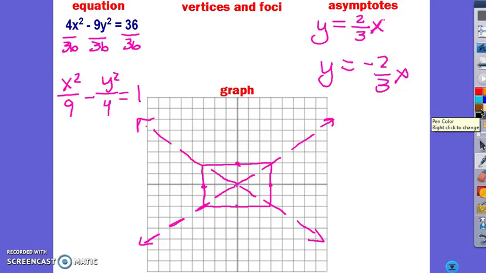Now we're ready for the real deal. We are ready to draw our hyperbola. This one happens to open, the x squared comes first, so it's going to open side to side. So we're going to find those two vertex points. And again, just following those asymptotes as a guideline for how wide to make this.